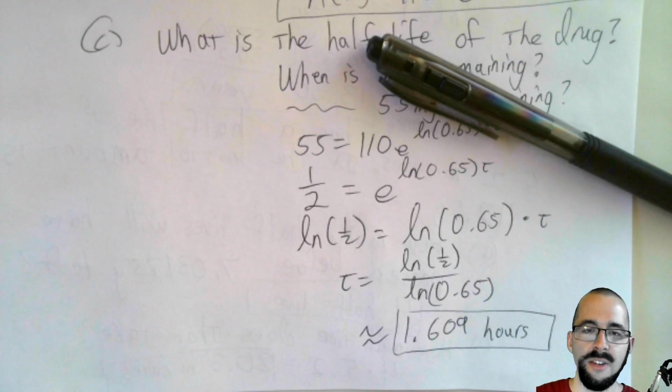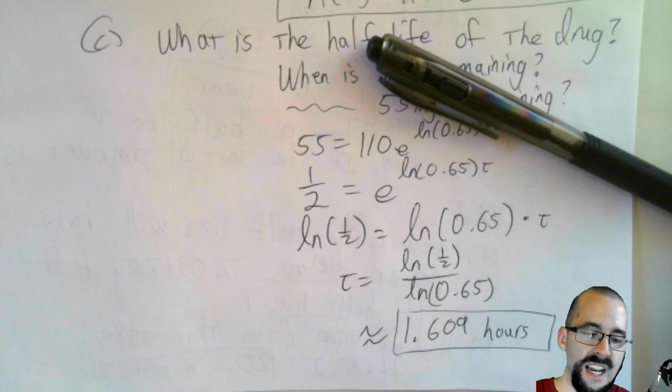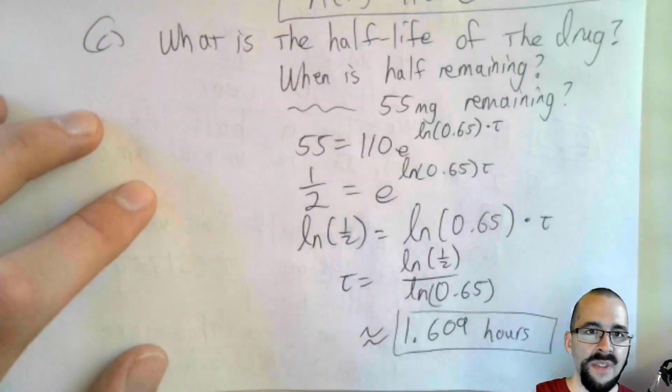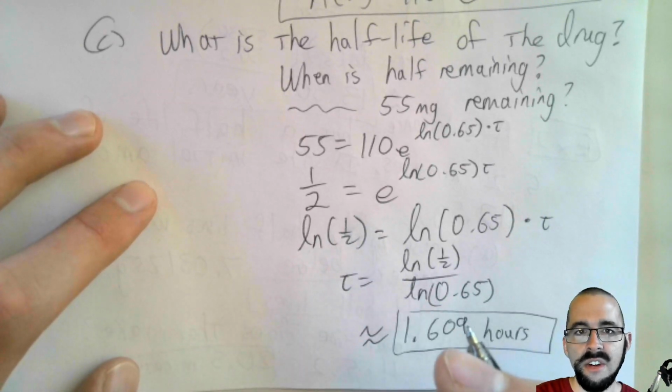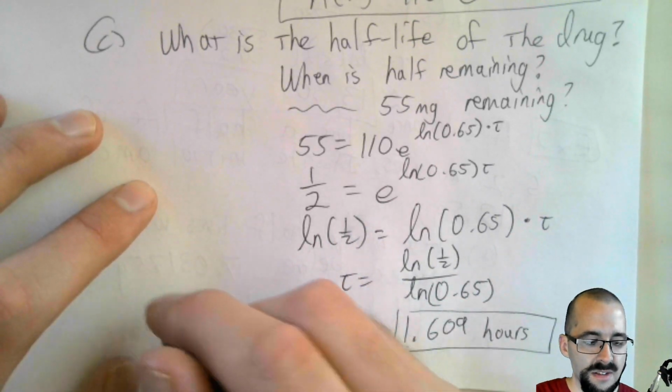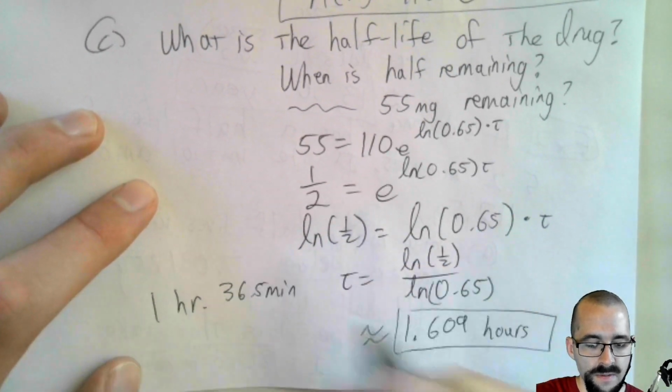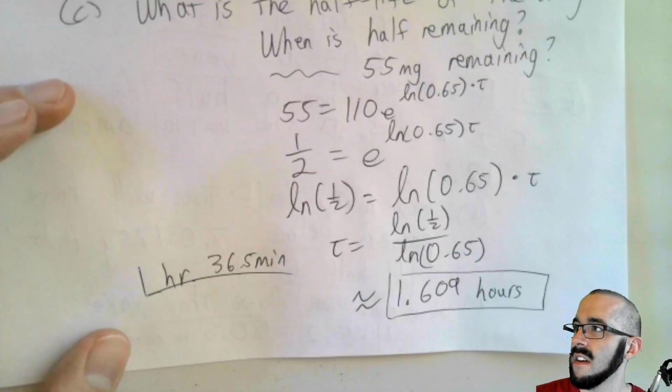Writing it with minutes is a little bit more useful. That's going to be an hour. And what is 0.609 hours in minutes? You multiply it by 60. This is going to be about an hour and 37 minutes. Is another way to write your answer over here.